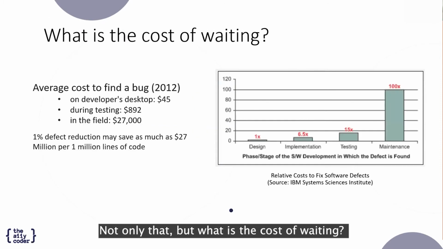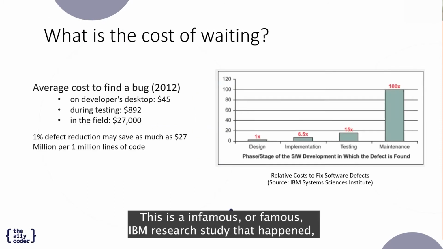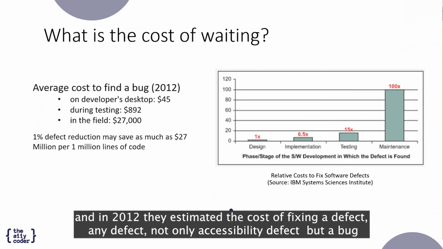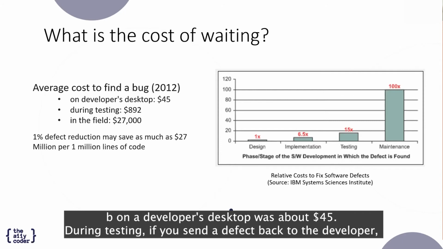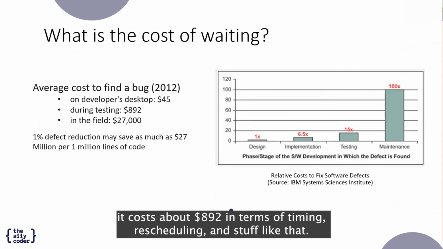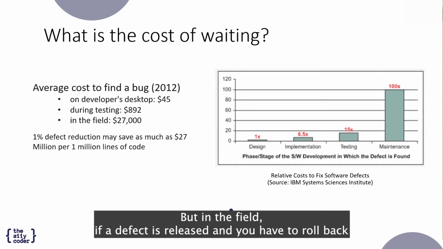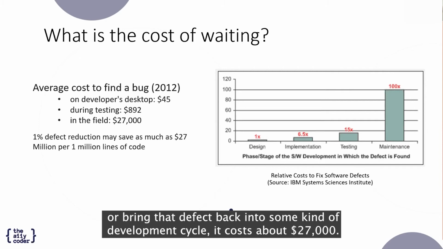Not only that, but what is the cost of waiting? This is a famous IBM research study. In 2012, they estimated the cost of fixing a defect, any defect, not only an accessibility defect, but a bug, on a developer's desktop was about $45. During testing, if you send a defect back to the developer, it costs about $892 in terms of timing, rescheduling, and stuff like that. But in the field, if a defect is released and you have to roll back or bring that defect back into some kind of development cycle, it costs about $27,000.